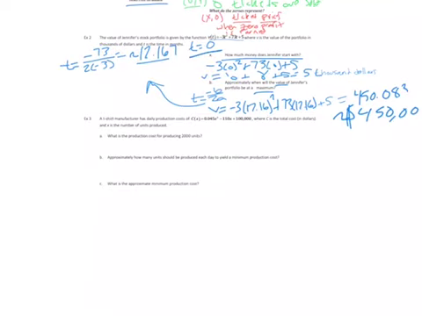For number 3, a t-shirt manufacturer has daily production costs of C = 0.045x squared minus 110x plus 100,000, where C is the total cost in dollars and x is the number of units produced. What is the production cost for producing 2,000 units?